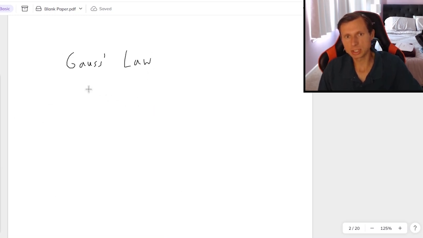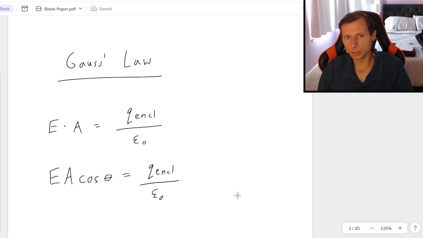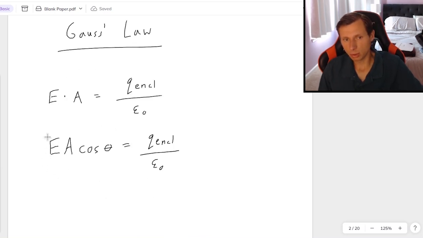The equation for Gauss's law is electric flux, which is electric field dot product with the area, is equal to the charge enclosed over epsilon naught. Or if you prefer and you don't like the dot product, because who does, you can say EA cosine theta equals charge enclosed over epsilon naught. Doesn't matter which one you do, but E is the electric field, what we're solving for. A is the surface area of my imaginary Gaussian surface, which I'll explain in a minute.